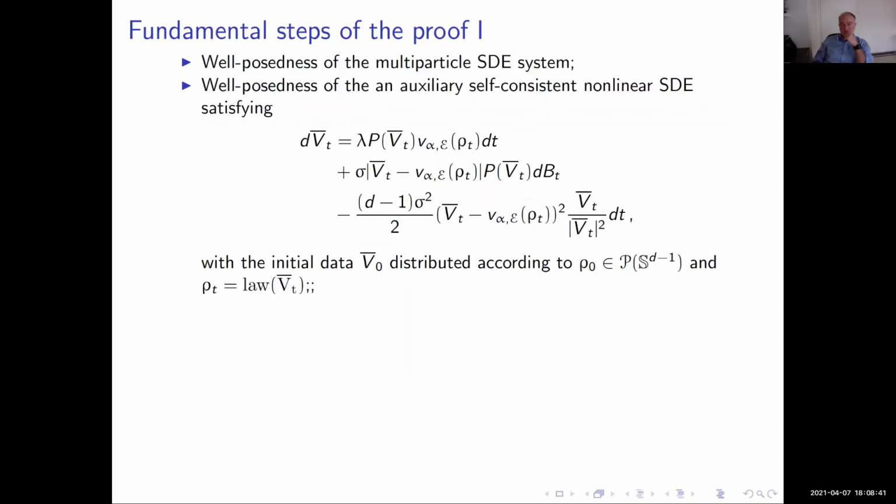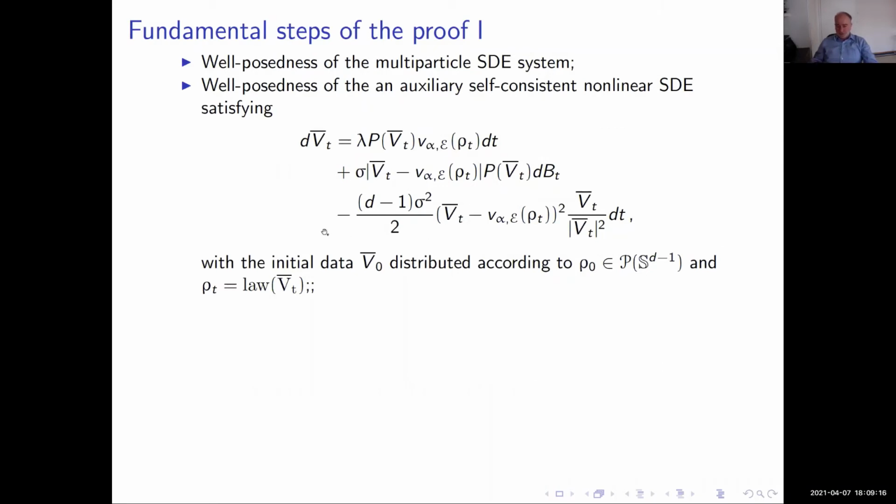Then one introduces a monoparticle self-consistent nonlinear SDE. So this is a monoparticle process where, instead of having the consensus point computed by the empirical measure of the particles, one uses the law of this monoparticle process. And therefore, it's a sort of monoparticle system.